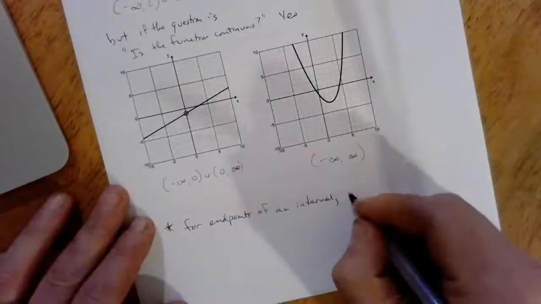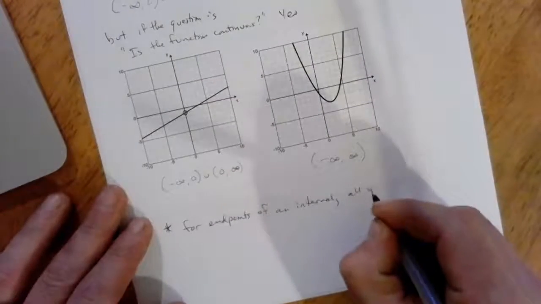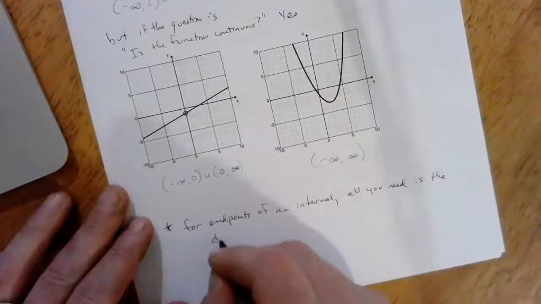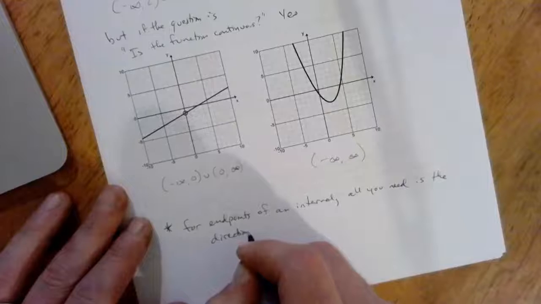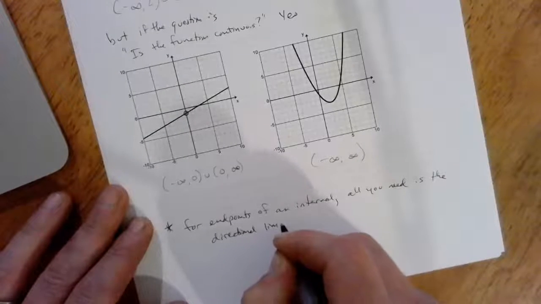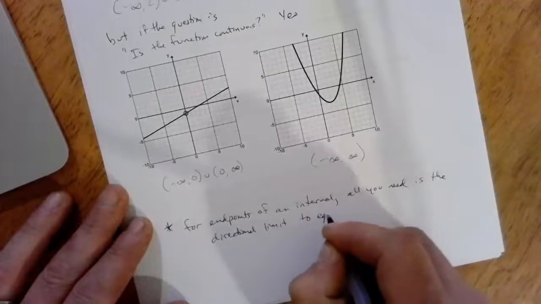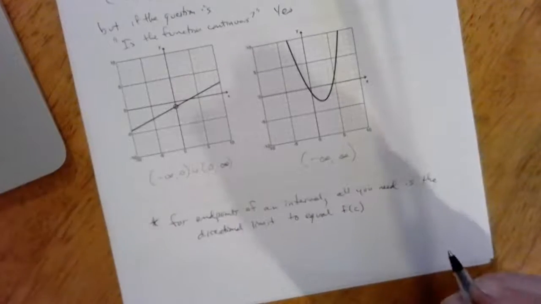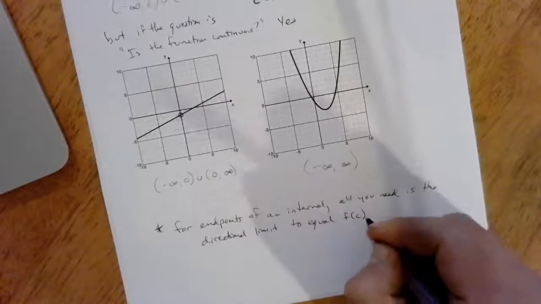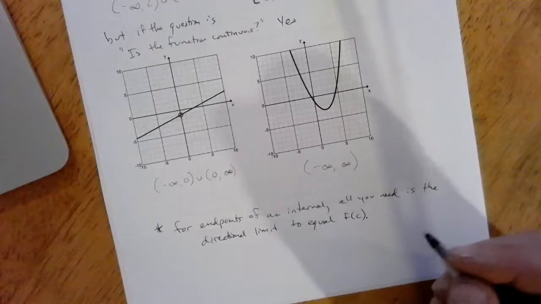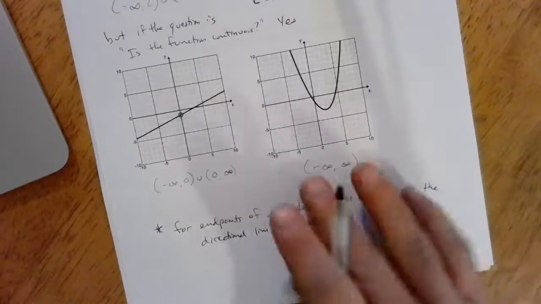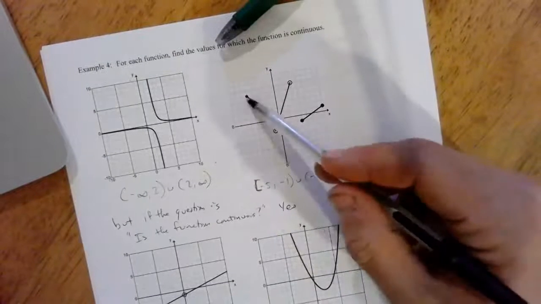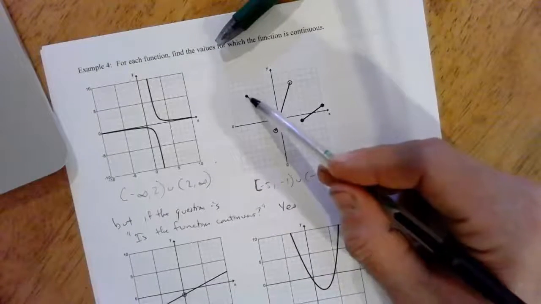If you have endpoints of an interval, all you need is the directional limit to equal the actual value. Again, c is this x value that you're picking within the interval. So that's why this one has a bracket right here, because this is an endpoint of an interval. So you would have that there.